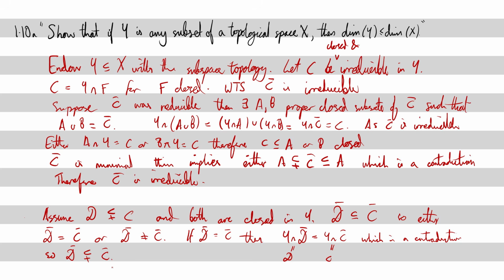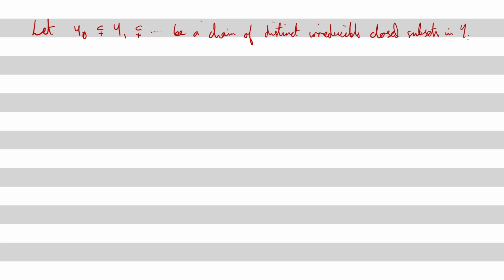Now, what we want to see: let Y0 be a proper closed subset of Y1, a proper closed subset of dot dot dot, be a chain of distinct irreducible closed subsets in Y. We have essentially shown all that we want to show.